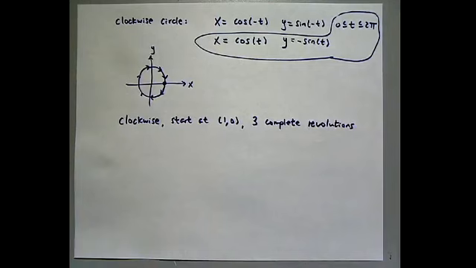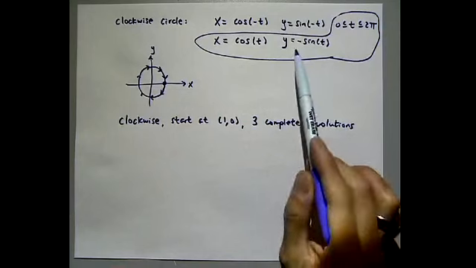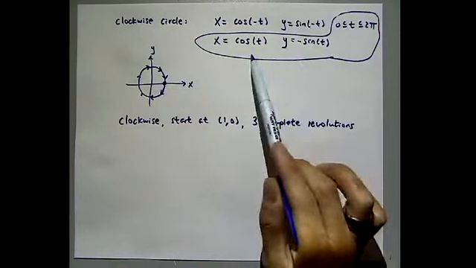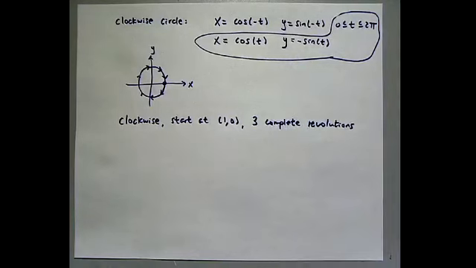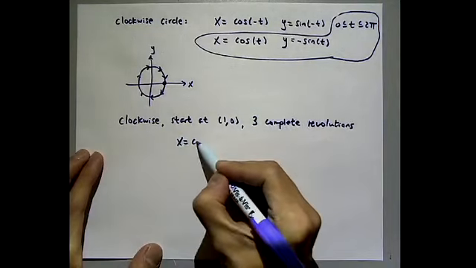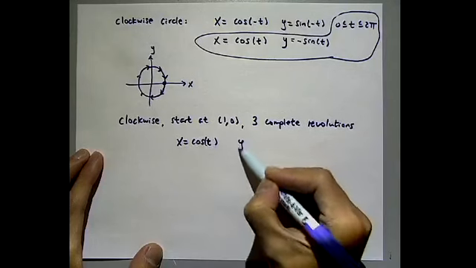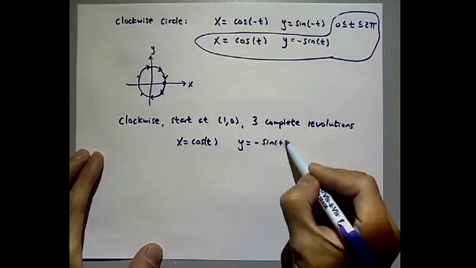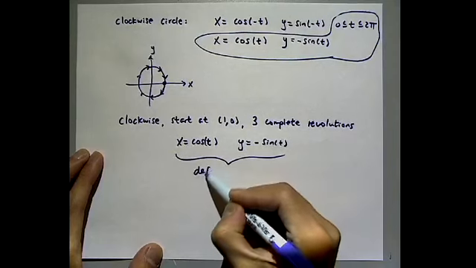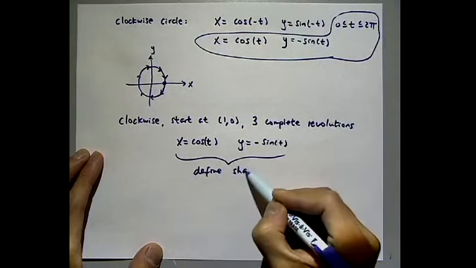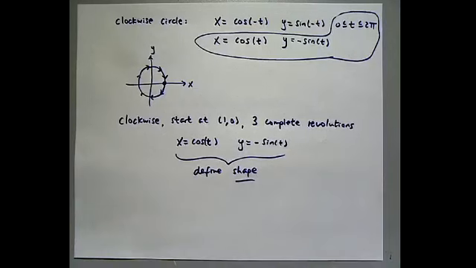What if I want a clockwise circle starting at 1, 0, but I want 3 complete revolutions? Do these two equations change? No, they define the shape, so they don't change. I still get the same equations. Okay, so this defines shape. It's the t, the parameter, that defines how far we go and which direction we go. X and y is simply a shape problem.